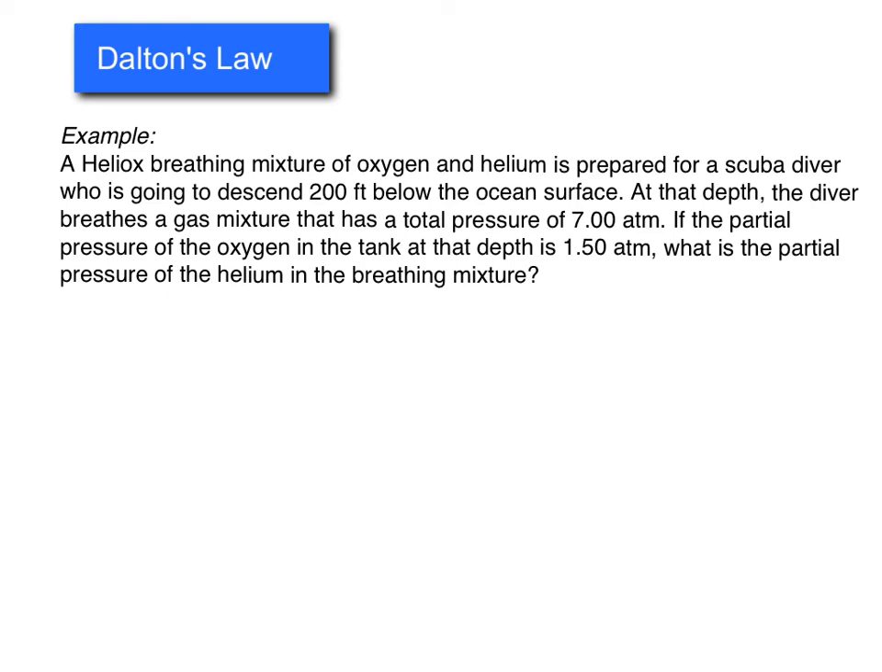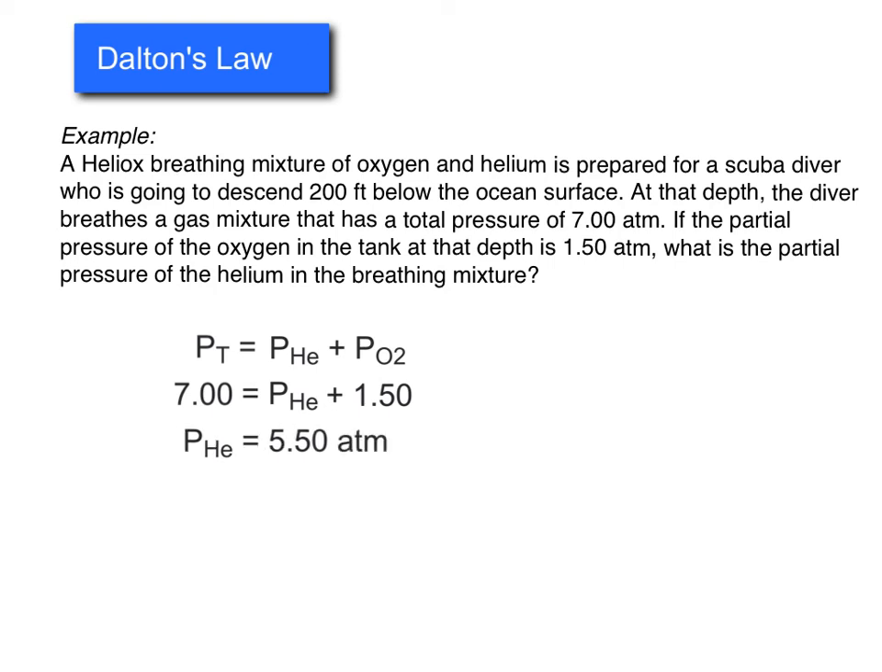We're just going to use Dalton's equation. We have two gases here, so our P total is going to equal the pressure of the helium plus the pressure of the O2. We can see in our problem that the total pressure is 7.00 atmospheres. The pressure of helium is what we're looking for, and the pressure of the oxygen is given as 1.5 atmospheres. So we can plug that in there. If we then solve for the pressure of helium, we get 5.5 atmospheres. Very simple. This wraps up our discussion of the gas laws. We're going to do a little more practice in class and work with these a little bit more in the lab and do some practice problems.